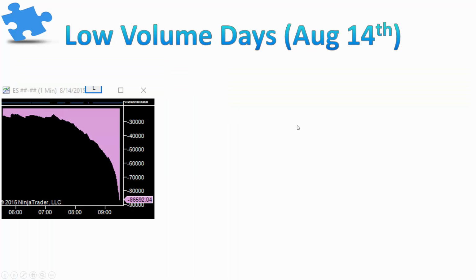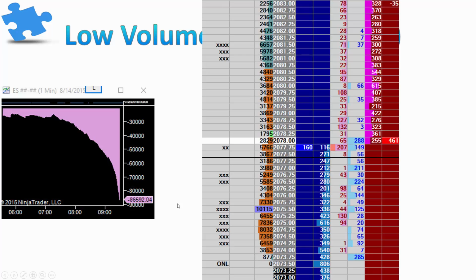Now all days are different, and some days, especially low volume days, are less clear. So despite last year being generally good in terms of summertime volume, this was 2015, August 14th, which was much more like normal summertime action. And we can see here a chart showing that on this day we're going to look at, we had 86,000 fewer contracts traded than average at that time of the day going into the open. And we can see a rather ugly volume profile.